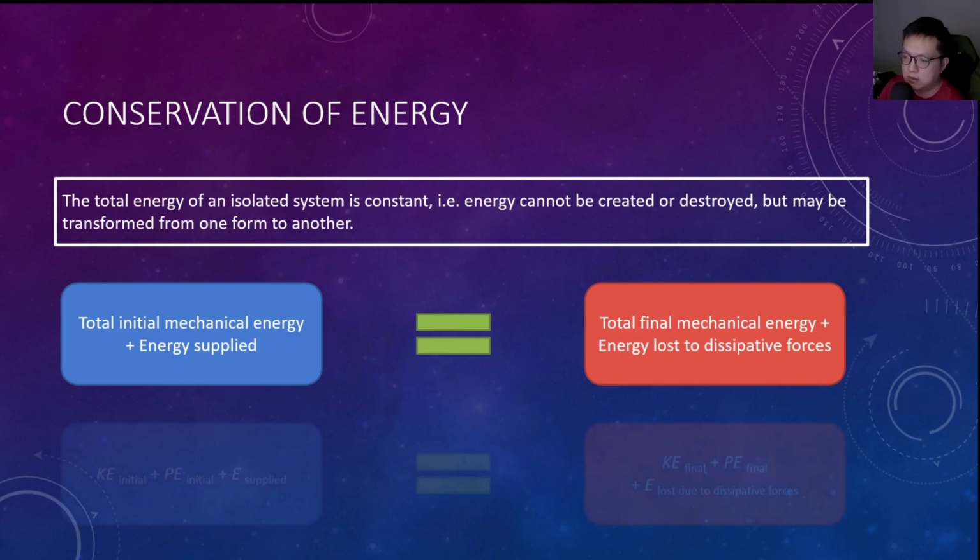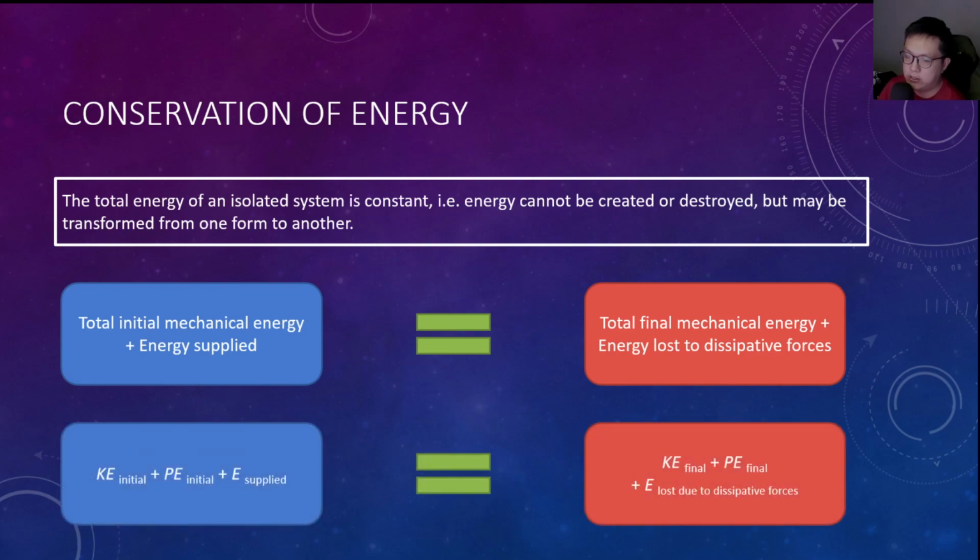All right. So next, again, write the equation: KE initial plus PE initial plus energy supplied is equal to KE final plus PE final plus energy lost due to dissipative forces. So this energy supplied could be work done by another force as well.